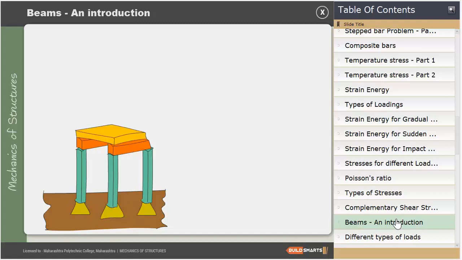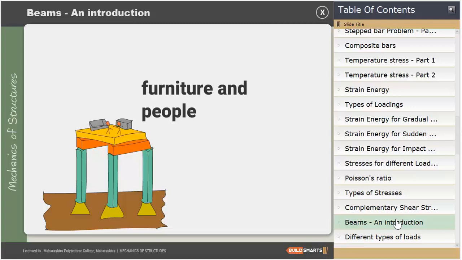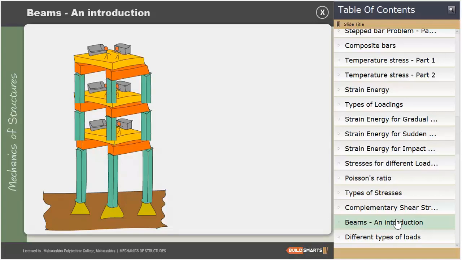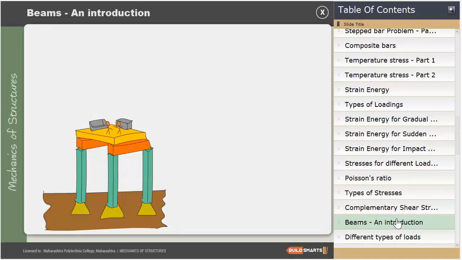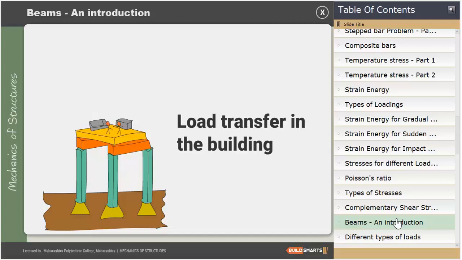We can then place slabs over the beams. Let us place the furniture and the people. This structural unit is repeated to create the complete building. With this knowledge, we are in a position to understand the load transfer in the building.